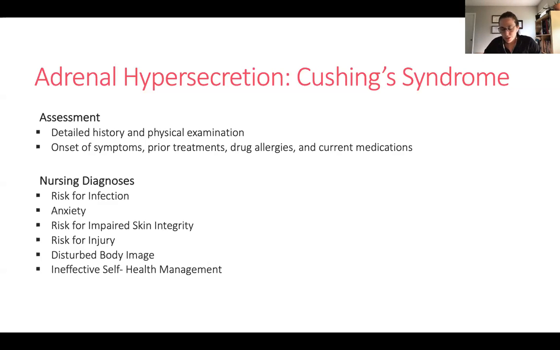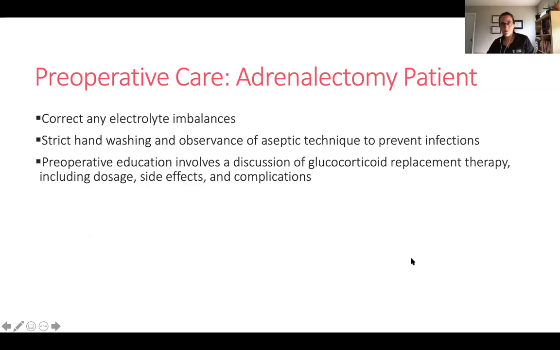Disturbed body image, those characteristic findings that we just talked about, and also ineffective self-health management, so teaching about the medications that they'll have to take and things like that. And there's a box on teaching on page 1033 in your book if you want to reference that. So then as far as surgery, they could do an adrenalectomy.